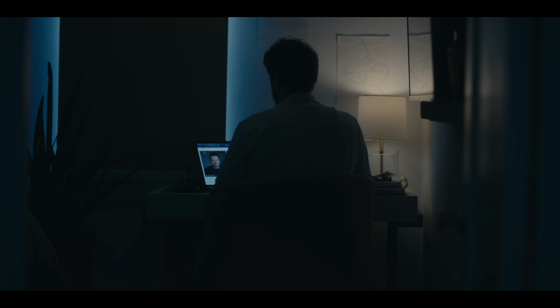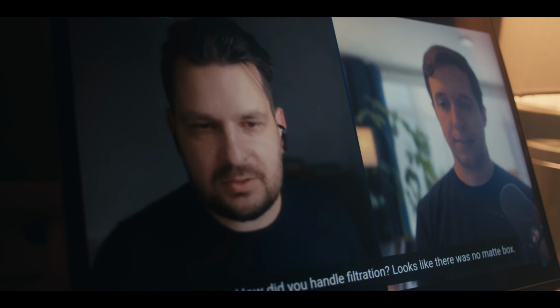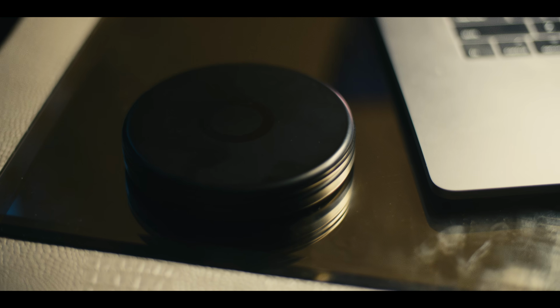Ooh, what's this? So if we jump back to the creator for a second, Asian Optics asked, how did you handle filtration? Because there were no matte boxes on there, right? Yeah, the only filtration we used was Urth brand ND. Urth brand.